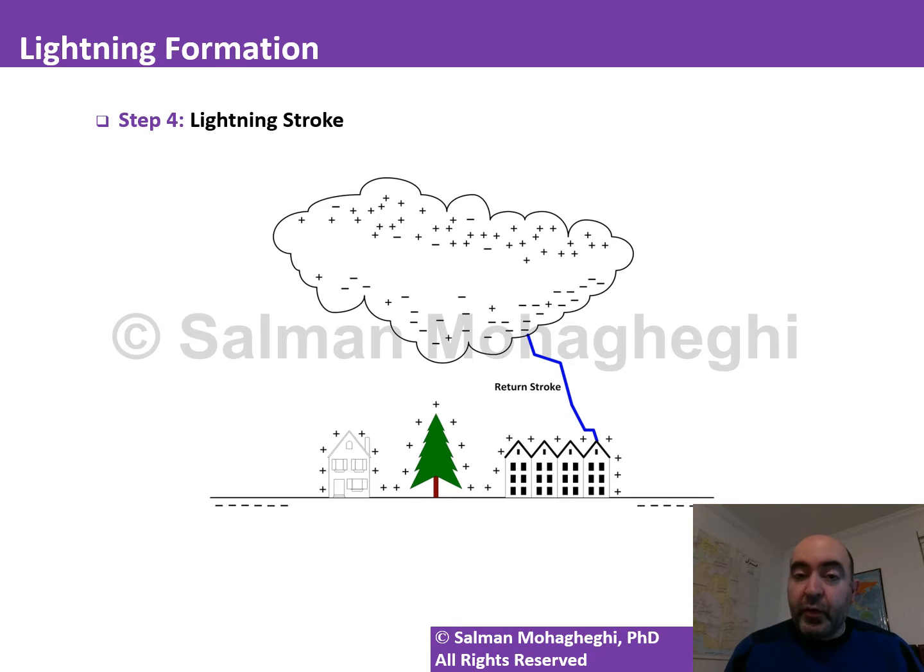Typically, you have more than one stroke. So every lightning flash can consist of anywhere from a couple of strokes up to like 30 or 40 strokes. Each stroke lasts about 100 microseconds, and the current that flows through it is extremely large, about 20 or 30 kiloamps. This energy that is released as a result of neutralization of the positive and negative charges basically heats up the air in that channel so much and so rapidly that the air explodes. And this is basically what we hear as thunder.